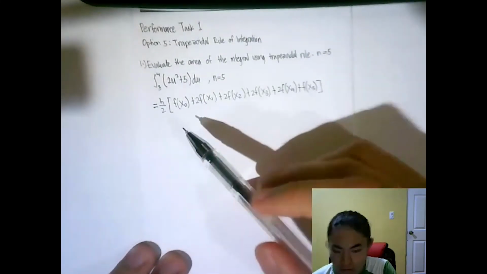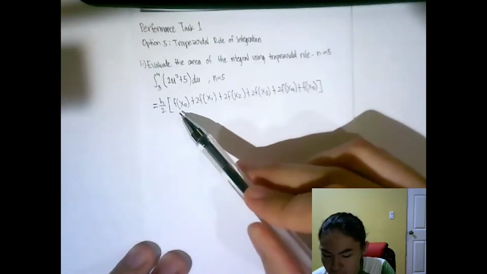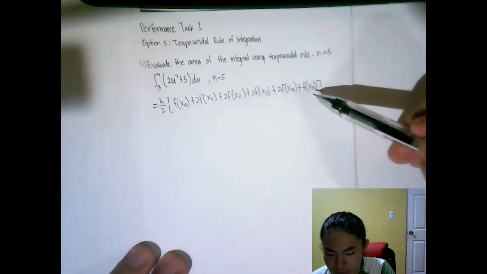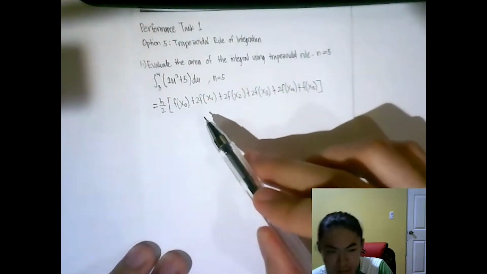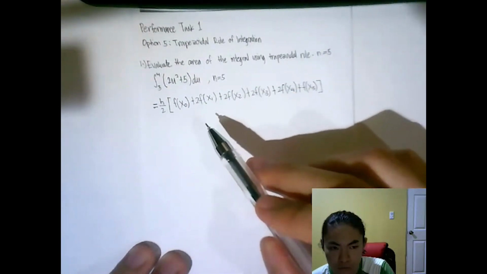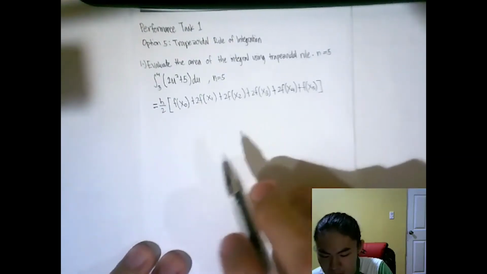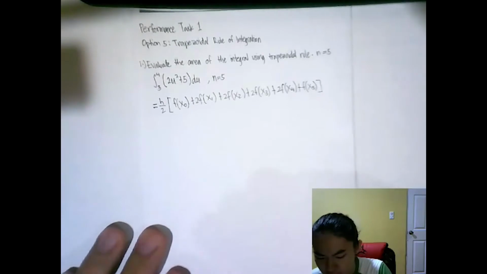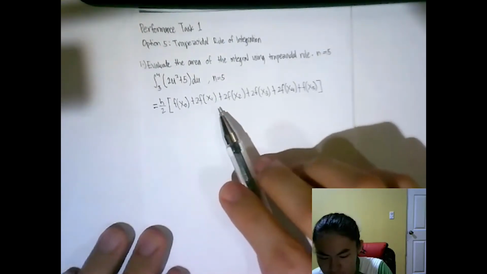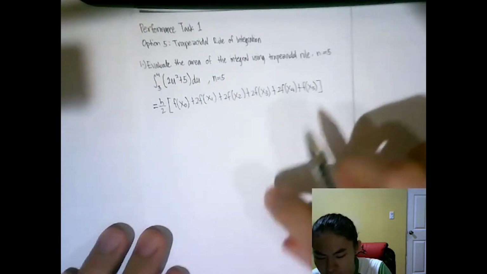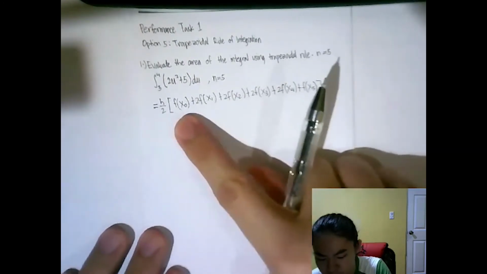Okay. So, kung mapapansin nyo, dito ay ang first term natin is f of x lang. Ganun rin sa ating last term. Ang meron lang dapat na 2 is yung nasa gitna nila ng mga terms. Okay, so now, paano nga ba natin makukuha ang values ng ating f of x's dito?